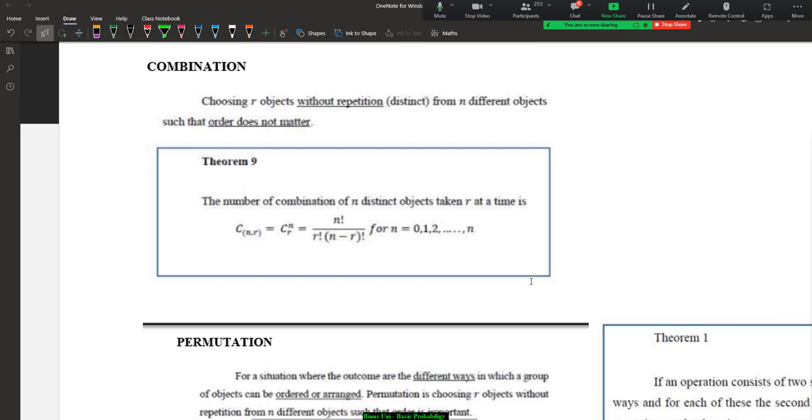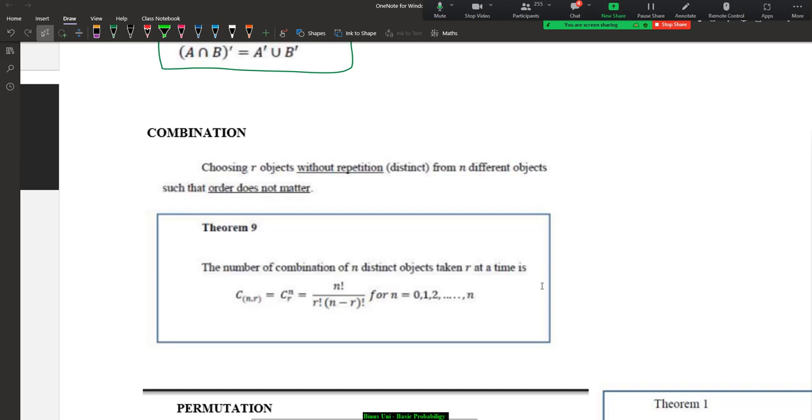Another thing, when we want to do a probability, we need to do some counting, right? This is some basic thing before we embark on probability theory. I'm going to introduce only one counting method, which is combination. There are a lot of counting methods out there, but in probability we will focus on combination. Combination says that when we want to choose r objects without repetition, which are distinct objects, from n different objects, and order does not matter, we can use the combination theorem.